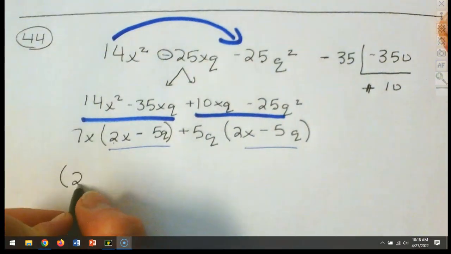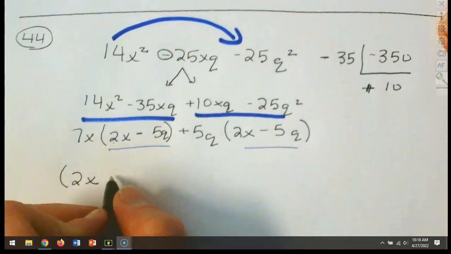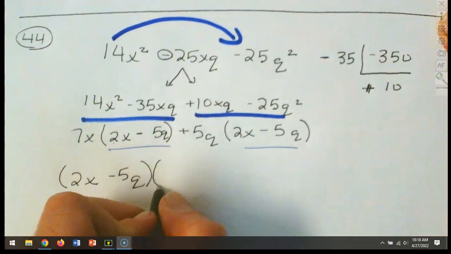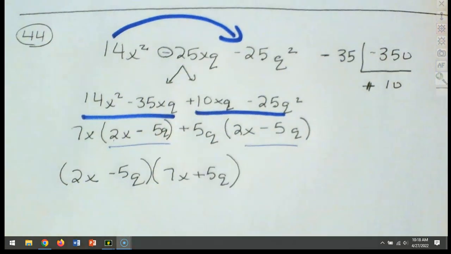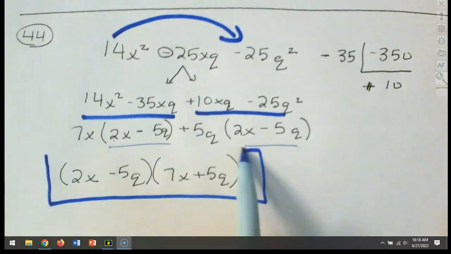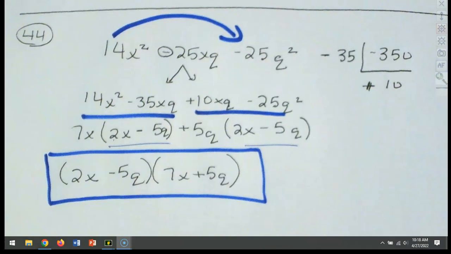So now we've got 2x minus 5q and 7x plus 5q. And that's finished. Let's try one more. And then we'll look at some area problems and how to work with these geometric figures.